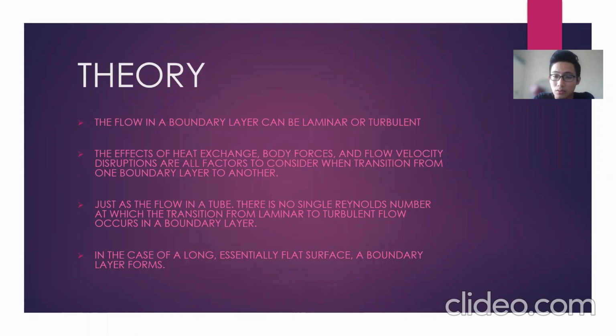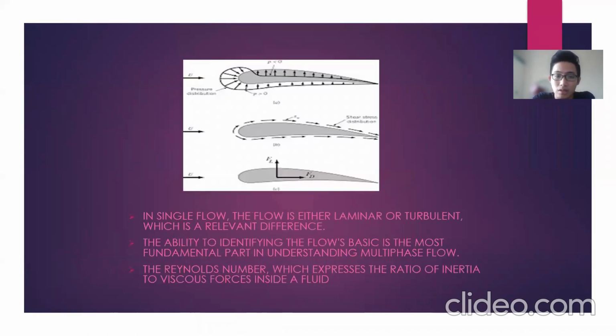In the case of a flat surface, a boundary layer will be formed. Here we can see the figure shows the pressure distribution on top and then the shear stress distribution at the bottom. In a single flow, the flow is either laminar or turbulent. Identifying the flow regime is the most fundamental part of understanding particle flow. Lastly, the Reynolds number expresses the ratio of inertia to viscous force of the fluid.